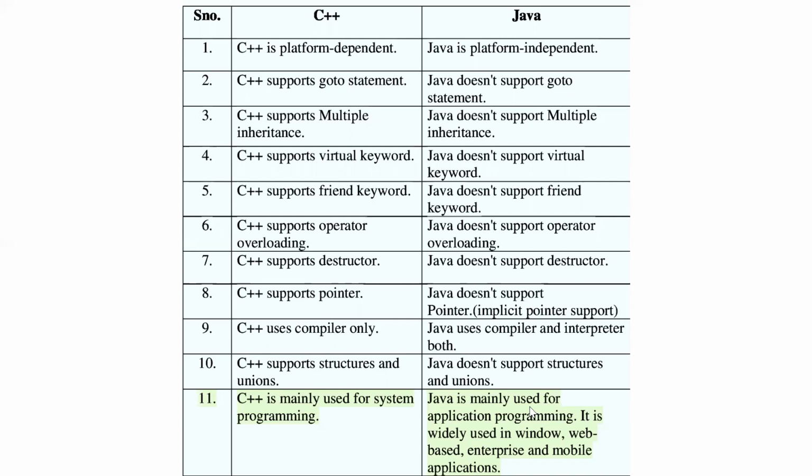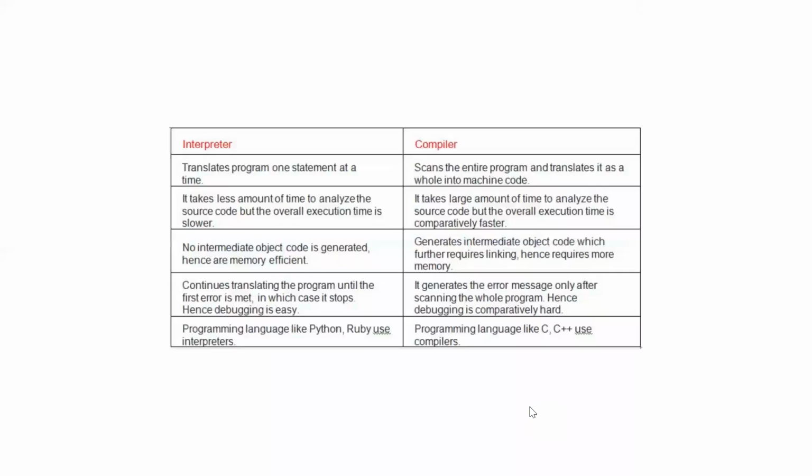Like that, please try to find out the differences between Java and Python so that you are able to answer. Next, we need to learn what is meant by interpreter and compiler. Generally, an interpreter translates step by step, translating programs one statement at a time. A compiler scans the entire program and translates it as a whole into machine code. An interpreter takes less time to analyze the source code, but the overall execution time is slower. A compiler takes a large amount of time to analyze, but the overall execution time is comparatively very fast.